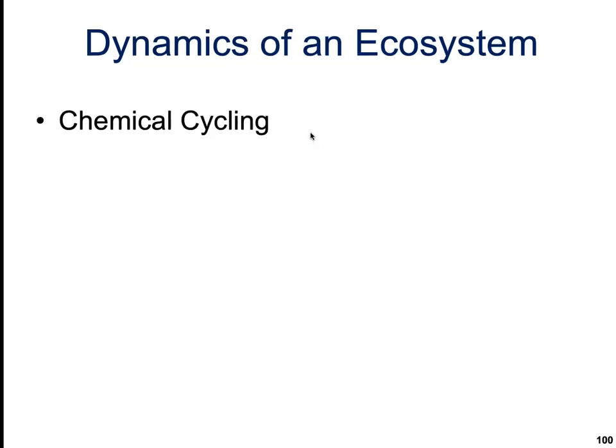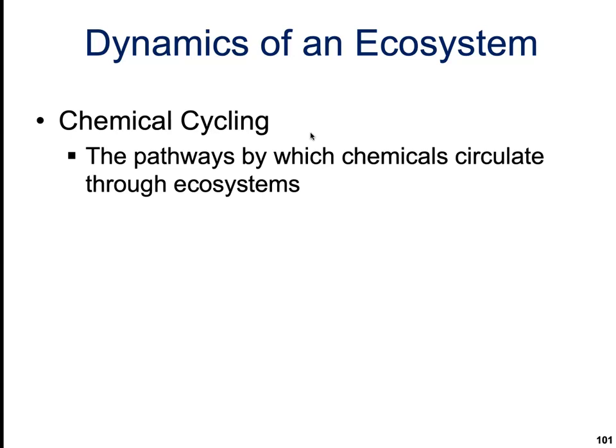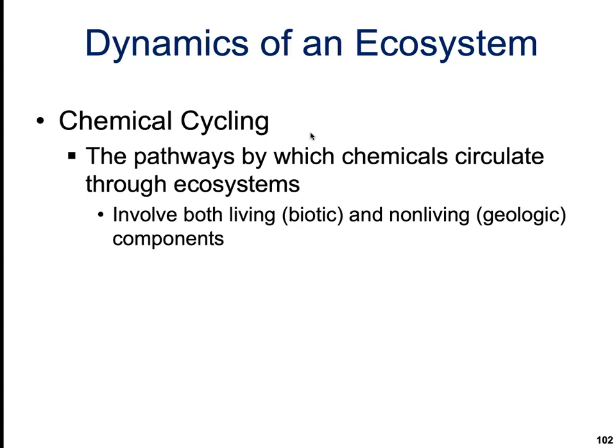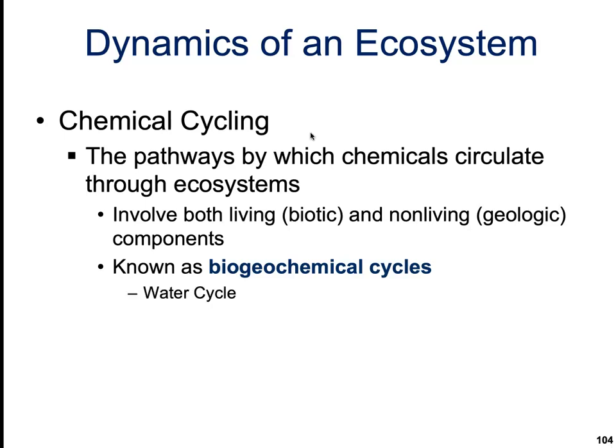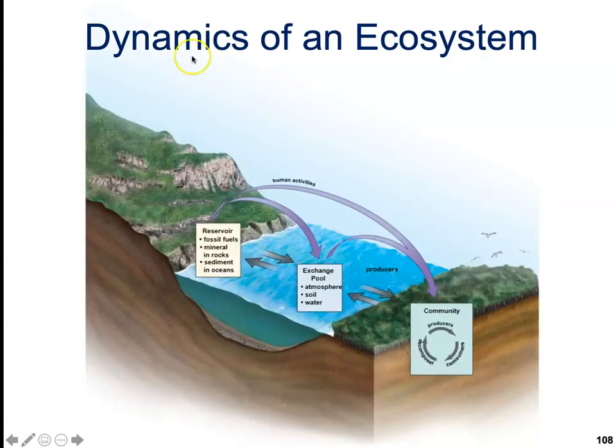All right, so as we've mentioned, energy flows through an ecosystem. Usable energy decreases at each level because the bulk of energy is going to be lost in the form of heat. Chemicals, on the other hand, do not get lost. Chemicals cycle throughout an ecosystem. So chemical cycling is the pathways by which chemicals circulate through an ecosystem, and it's going to involve both living and non-living components. These are known as the biogeochemical cycles. They're going to be things like the water cycle, the carbon cycle, the phosphorus cycle, and the nitrogen cycle. So here's sort of what that cycle looks like.